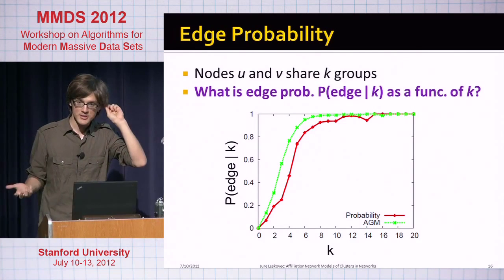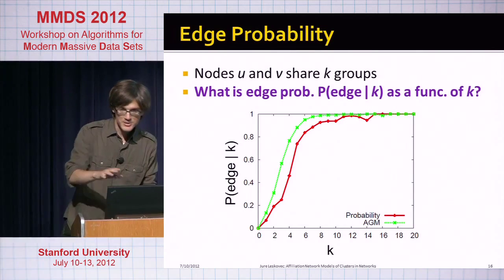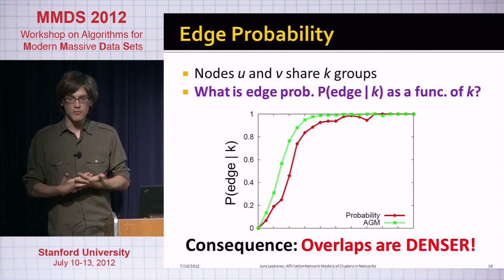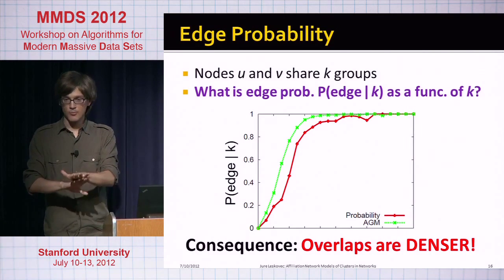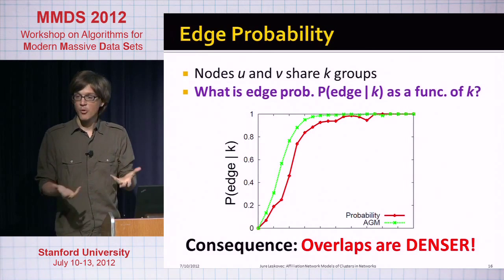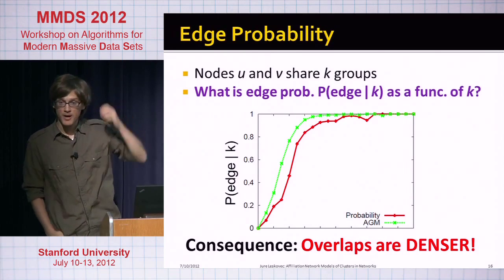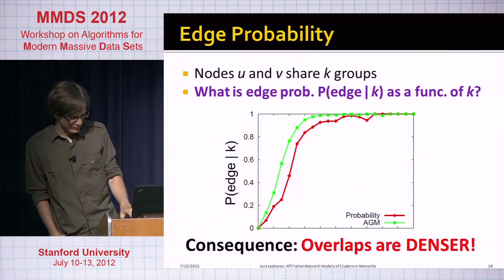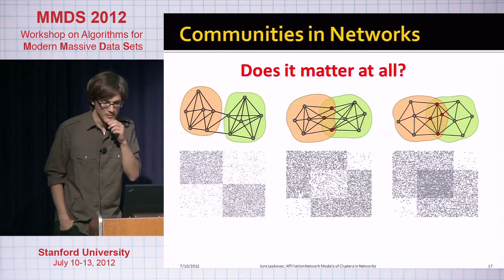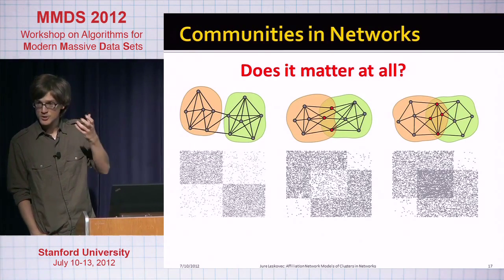But if you ask what this really means, what it really means is that the parts where communities overlap, the parts where there are multiple clusters overlapping, have more edges than the non-overlapping parts of the network. And if I give you this picture in a different view, here is just pictorially what's going on.